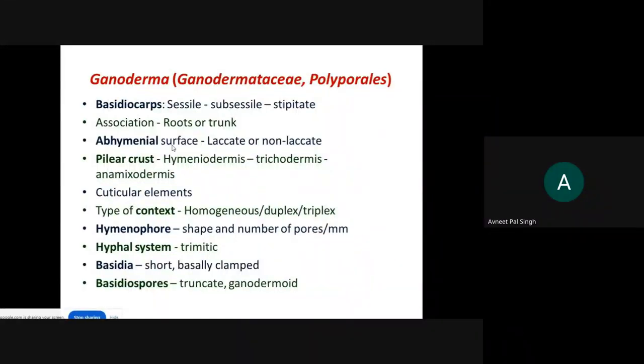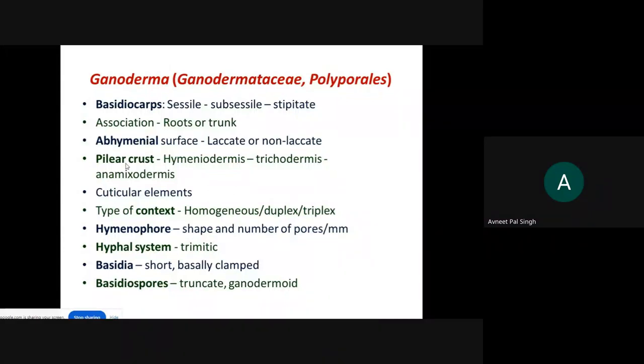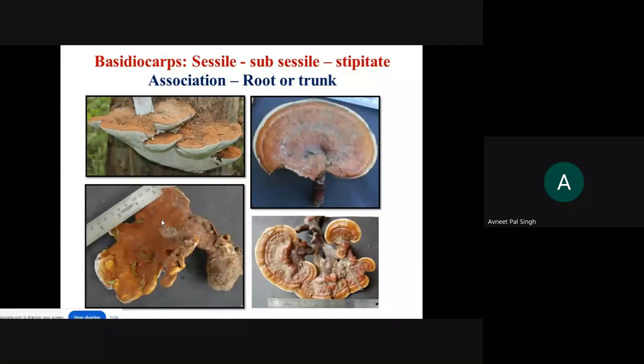In Ganoderma, we have two variations. You have to see whether your fructification is shining, which we call lacate, or dull, which we call non-lacate. Then you have to work on its pileal surface, the crust. There are three types of crust, I will come to that, and you have to note down the cuticular elements. Then you have to look for the hymenial details, hyphal details, basidial details, and basidiospore details along with the context characters. See, this is what you have to look upon.